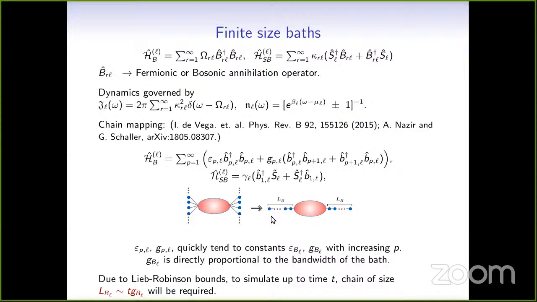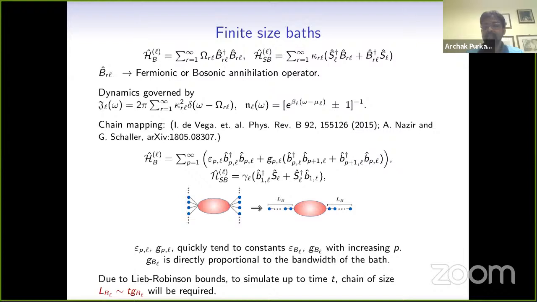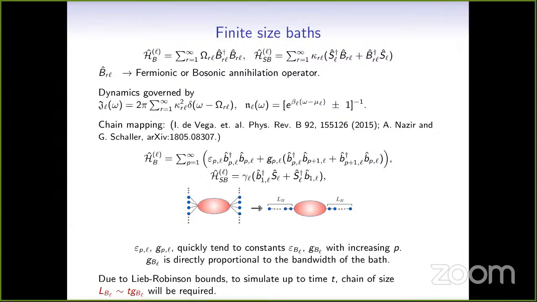So you'd like to truncate the number of sites of the chain, yes, for the given time domain that you have. Yes. Is it correct?